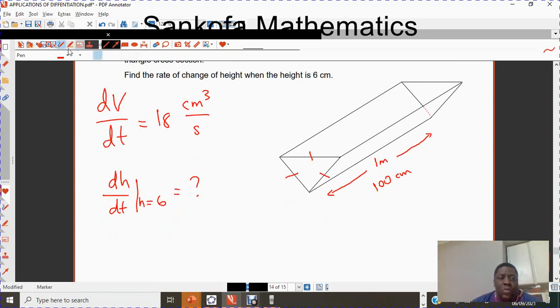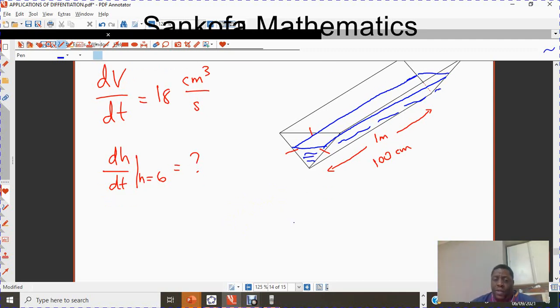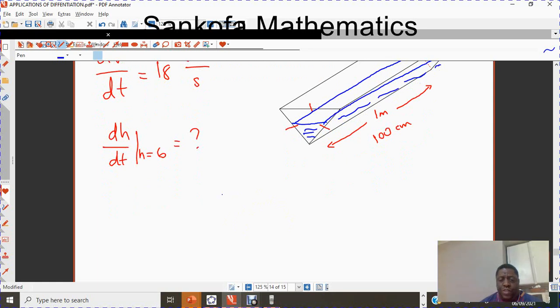So basically, we also need to understand something. Suppose our height is somewhere here. So we need to be able to find what the volume would be as water is poured in there. So we need to find the volume of that in order for us to determine what we are dealing with. So let's just see. We have got an equilateral triangle.